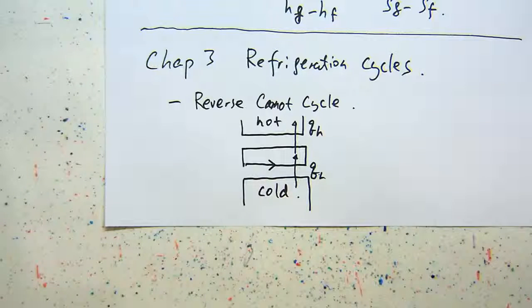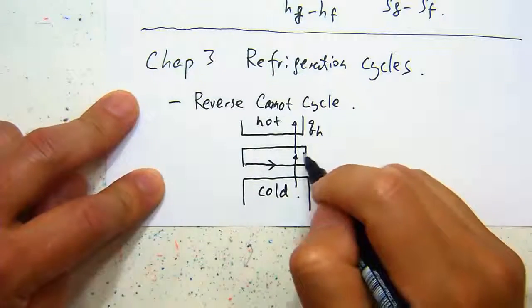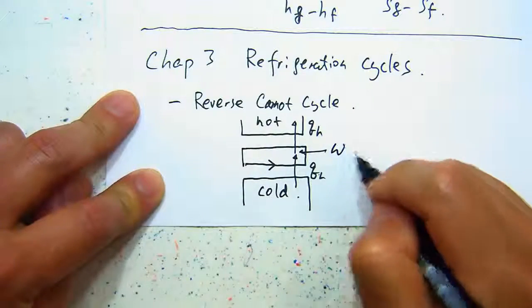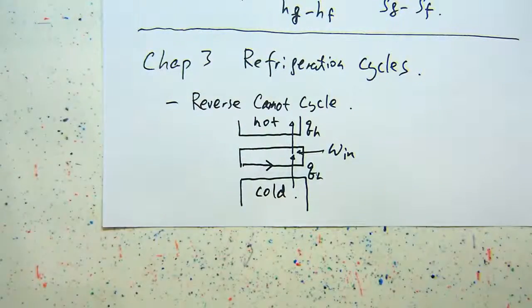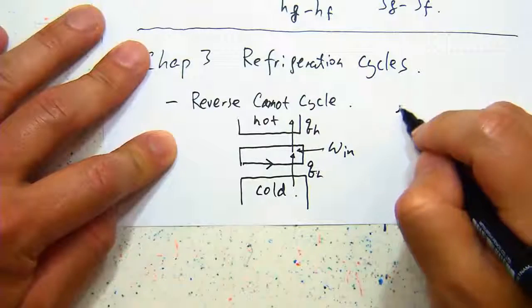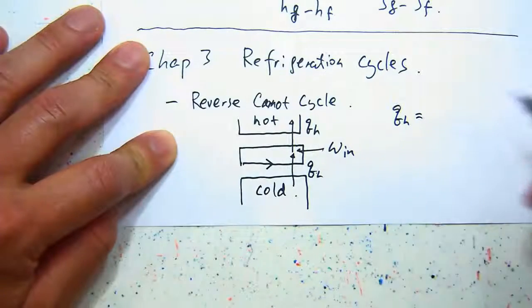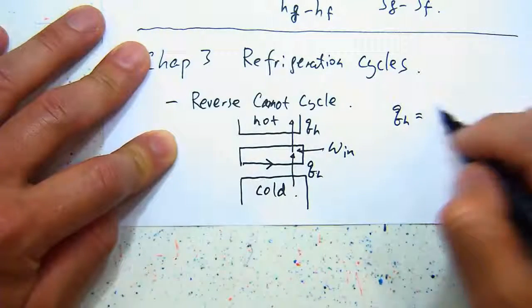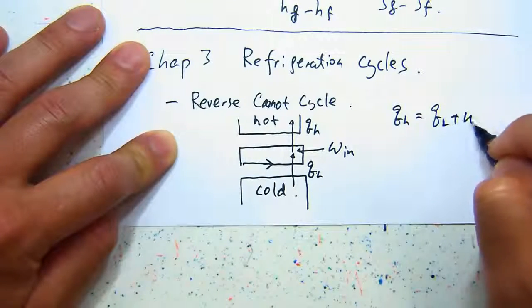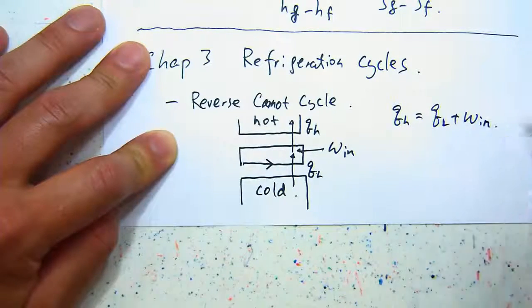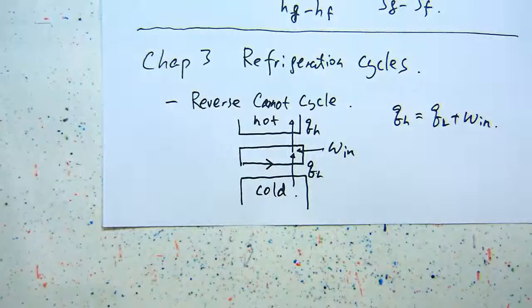You cannot remove 100% of the heat from a low temperature reservoir to the high temperature reservoir. You have to do something to make this happen, which means you have to have some work input in order to drive this process to happen. So there you have the QH equals the Q low plus the input work.